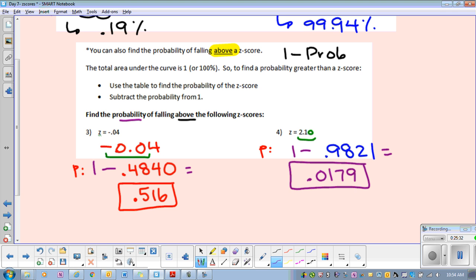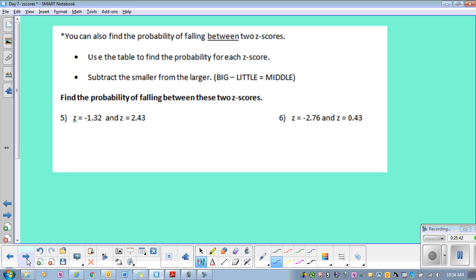Think about what you just did. You just found the probability of falling below a z-score, and the probability of falling above. Now we're going to talk about the probability of falling between two z-scores. It says right here, use the table, find the probability for both of the z-scores, and then just do a bigger number minus a smaller number. That's it. That gives you the between.